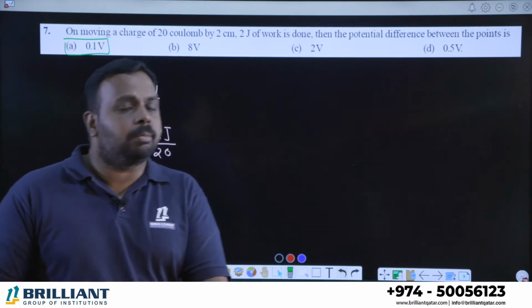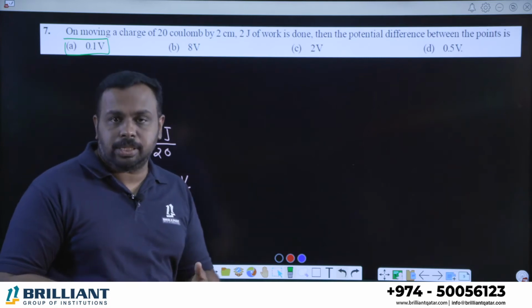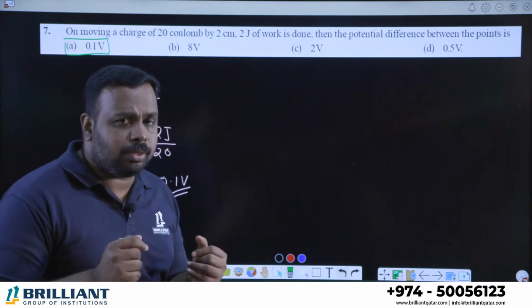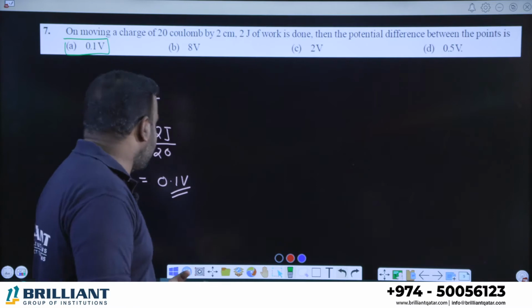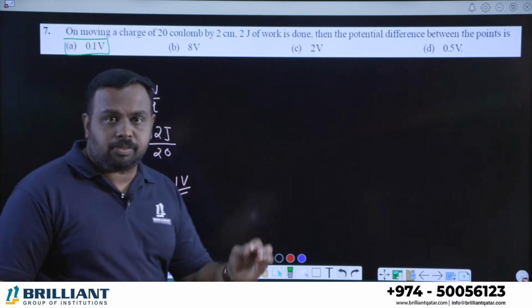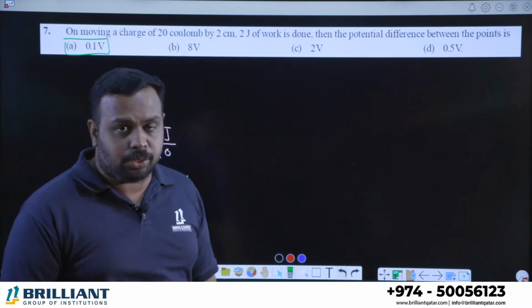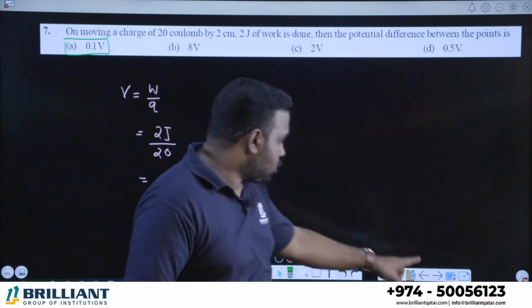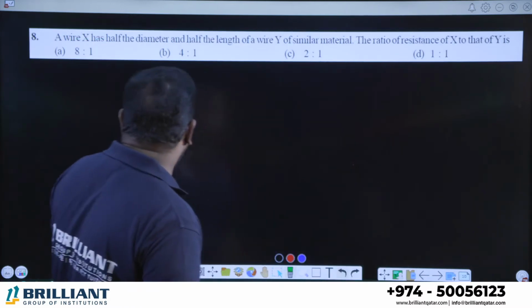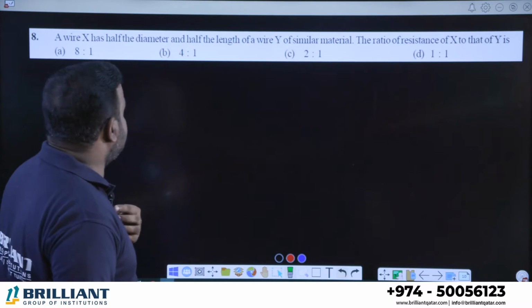You know that in a multiple choice exam, time management is very important. So you have to do easy questions as quickly as possible so that you can save time and utilize it for the tough questions. Okay. So we are going to the next question, number 8. A wire X has a diameter.